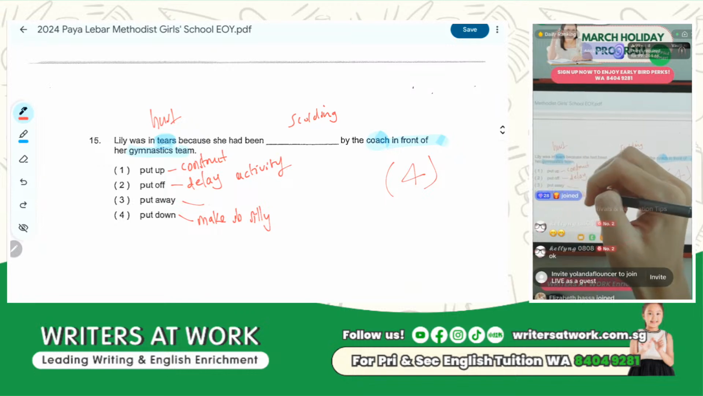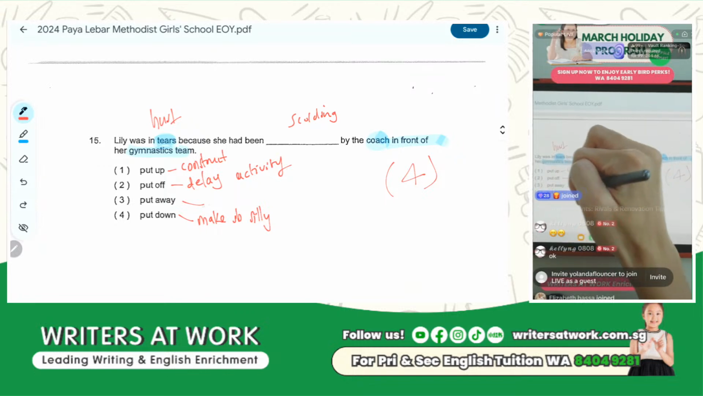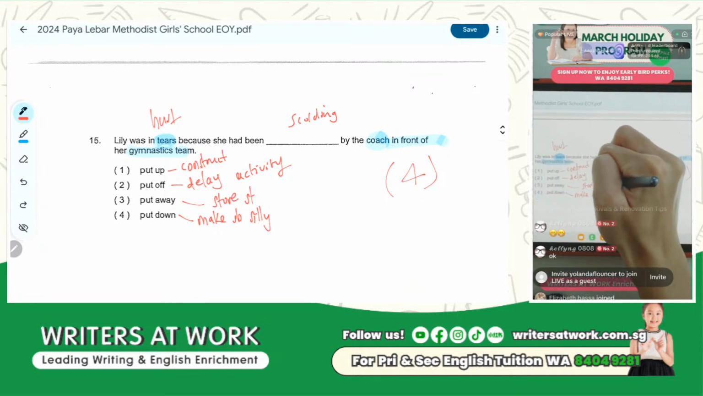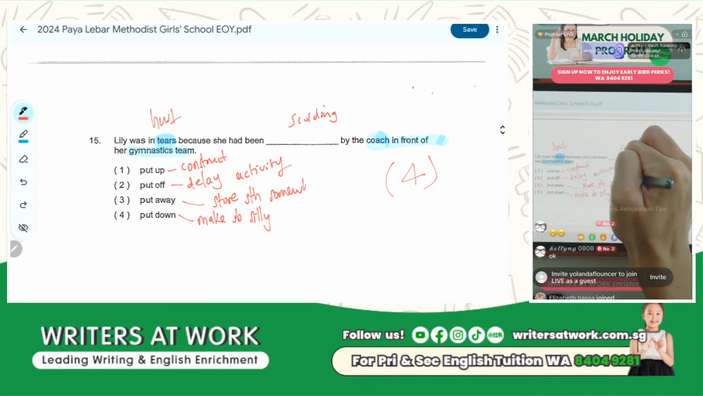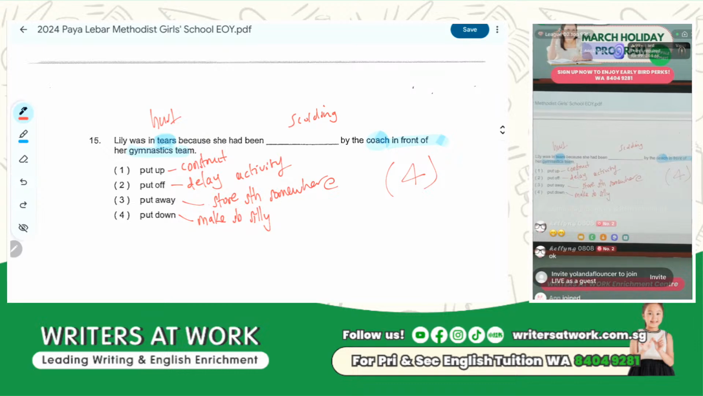Thirdly, we have put away. Put away means that you store something somewhere. So for example, you can say, can you put away your phone in your bag? That means I'm trying to say that you store your phone in a better position, which is the backpack, and maybe not in front of your table where it will distract you, right?